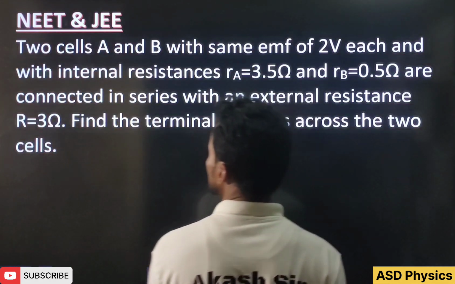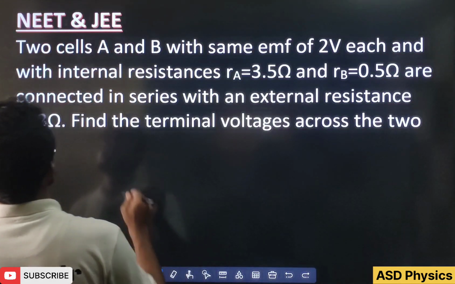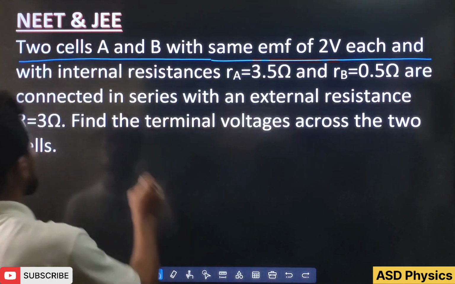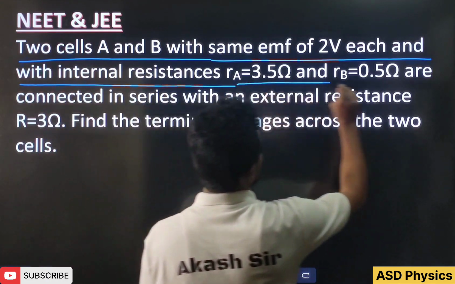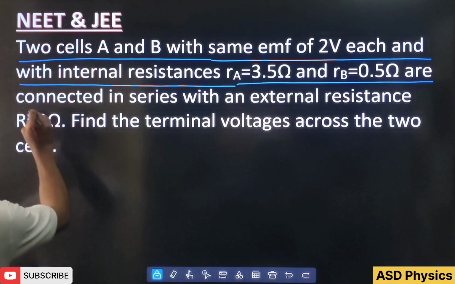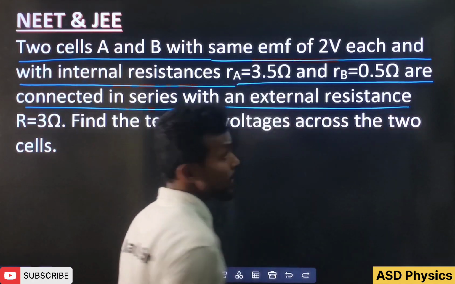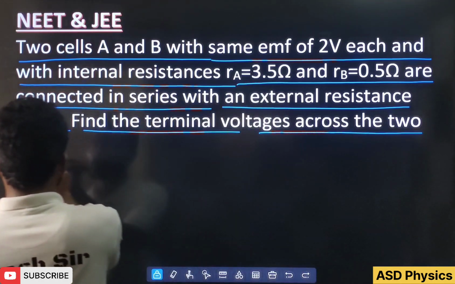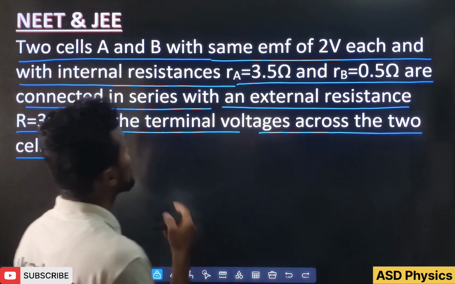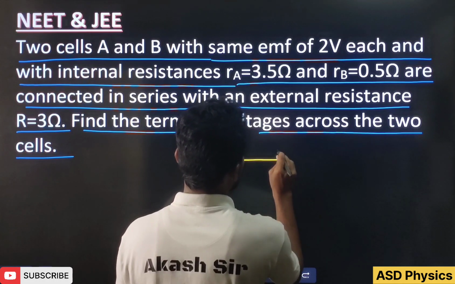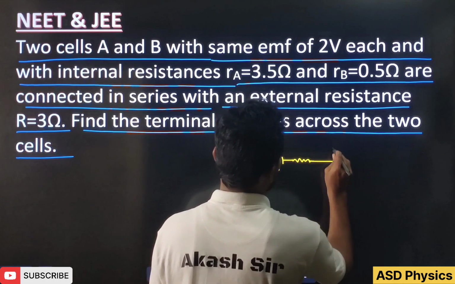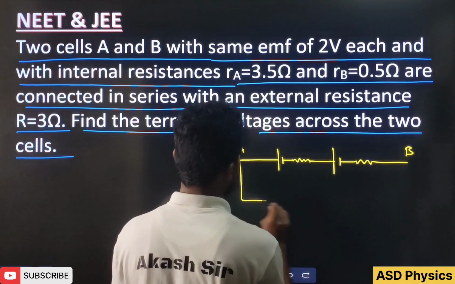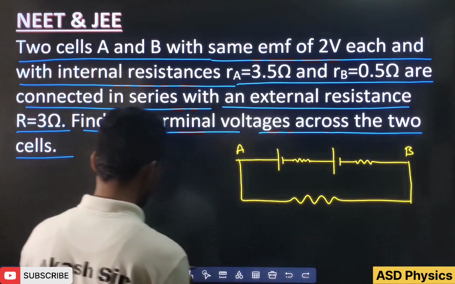Great. Now students, after that, see this question. 2 cells A and B with the same EMF of 2 volt each and with internal resistances 3.5 ohm and 0.5 ohm are connected in series with an external resistance of 3 ohm. Find the terminal voltages across the 2 cells. First let me draw the diagram. 2 cells are there, and here we will connect one external resistance. Then only we can solve the question.